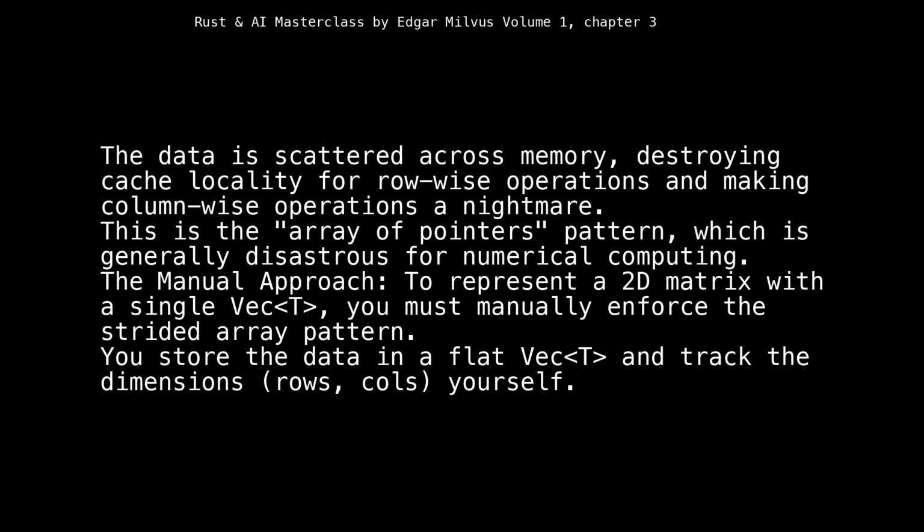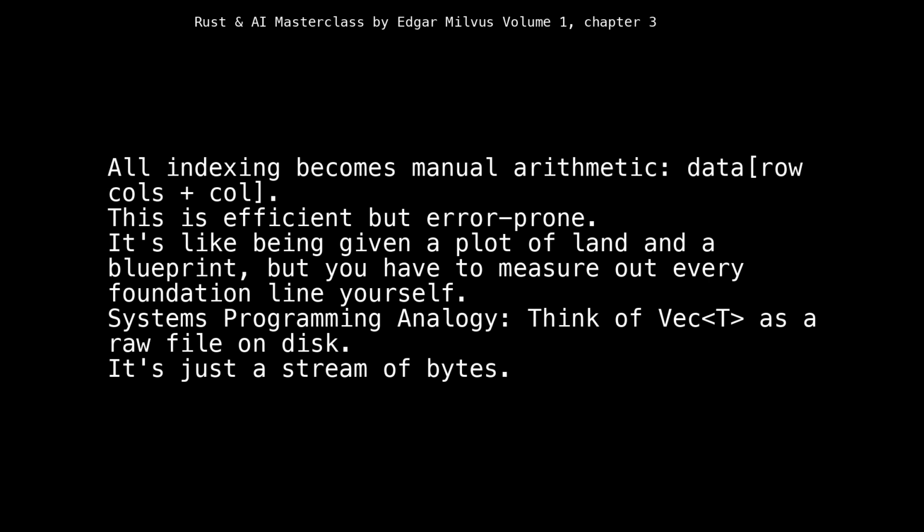The manual approach: to represent a 2D matrix with a single Vec<T>, you must manually enforce the strided array pattern. You store the data in a flat Vec<T> and track the dimensions, rows and cols, yourself. All indexing becomes manual arithmetic: data[row * cols + col]. This is efficient but error-prone. It's like being given a plot of land and a blueprint, but you have to measure out every foundation line yourself.